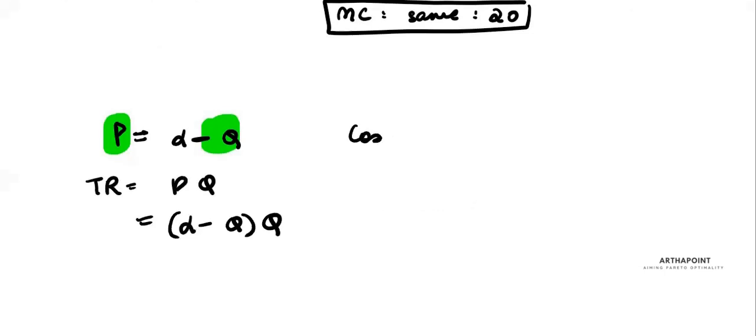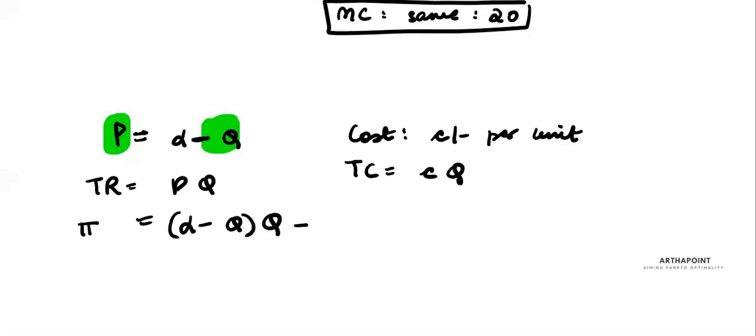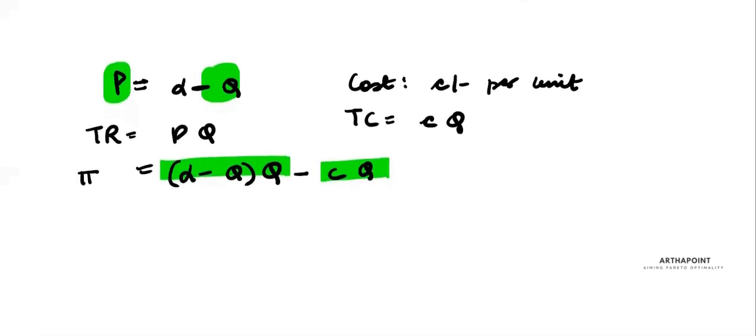And my cost is, suppose, small c per unit. So my total cost will be C into Q. So profit of the firm is given by revenue minus cost. Now see here. I can write the profit of firm 1 also as revenue minus cost, but he is only producing Q1 units. But here I will not write Q1, because this is the equation of the price, and the price equation is coming from here.